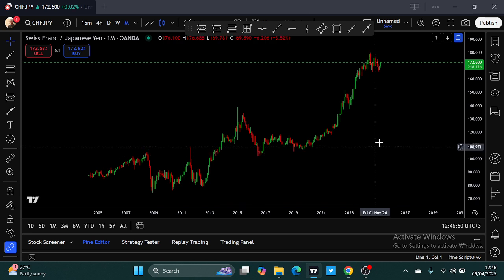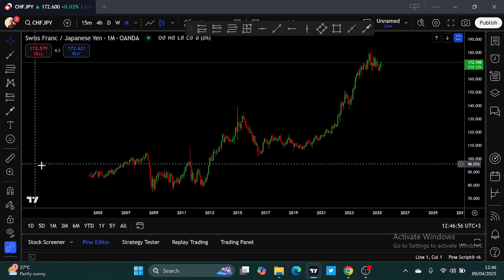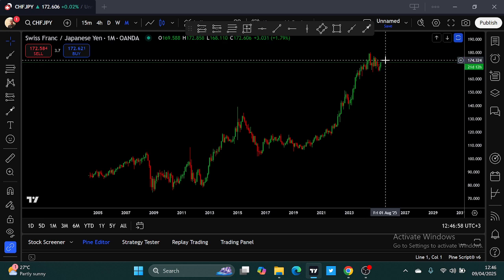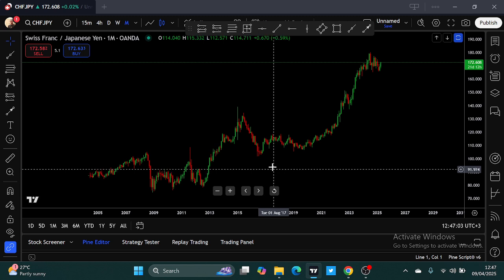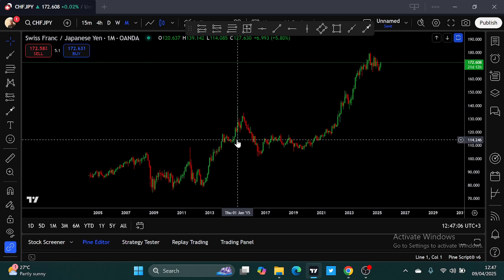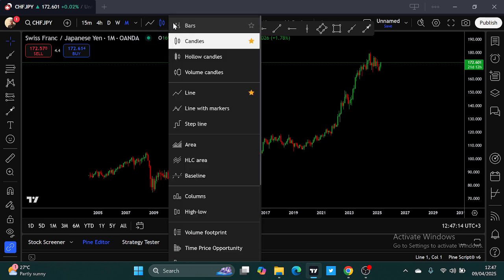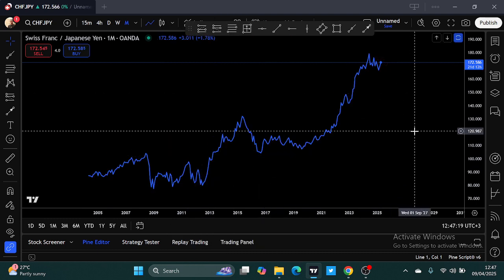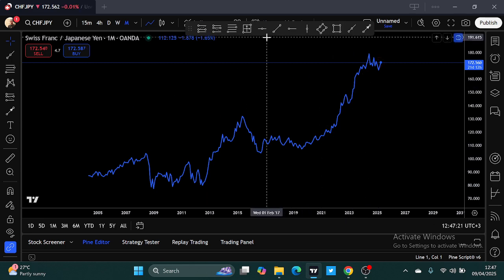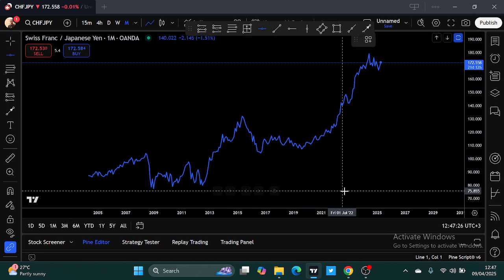Remember, rule number 1, zoom out and see the whole chart the way it is. We have zoomed out. This is the whole price action from 2005 for CHF JPY. So now, what is the first thing to do? Zoom out. The second thing is go to the line chart. If you don't have the line chart here like me, come on the drop down and then click on line chart. I've clicked on the line chart, and now the third thing to do is get your horizontal line and mark the turning points of the market.